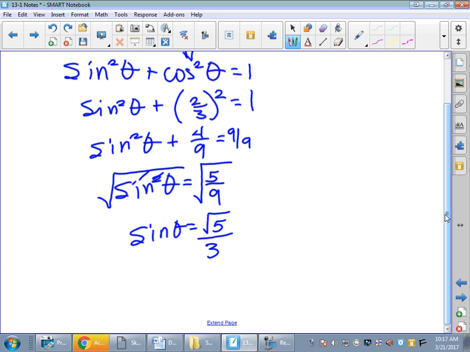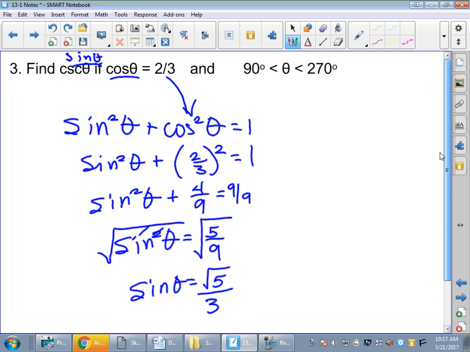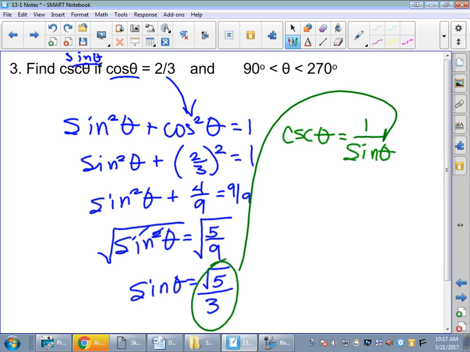However, that's not what we're looking for. They didn't ask us to find the sine. They asked us to find cosecant. But now that I have sine, I have a relationship where I could use sine to find cosecant. So now I'm going to use a different trig identity. And this one is cosecant theta is equal to 1 over sine theta. You have to write down the original identity in its original form. Now we substitute. I'm going to take this sine value and plug it in for sine. So cosecant theta is equal to 1 over the square root of 5 over 3.